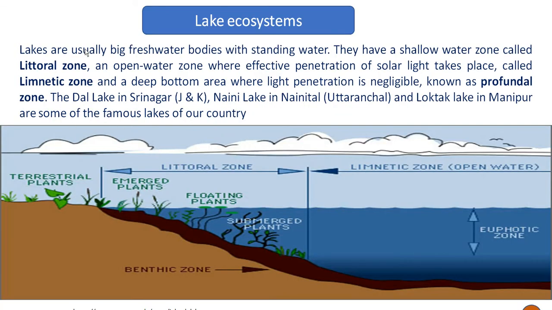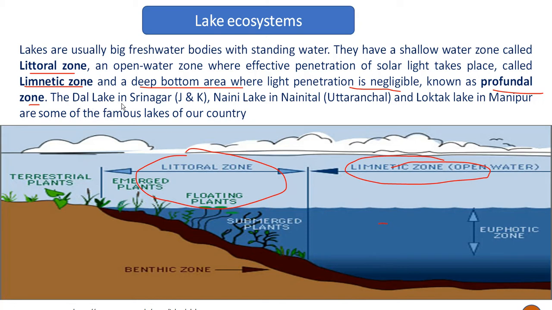Next is the lake ecosystem. Lakes are usually big freshwater bodies with standing water. They have a shallow water zone called the littoral zone, as we see in the diagram also, and an open water zone where effective penetration of solar light takes place, called the limnetic zone. And the last one is a deep bottom area where light penetration is negligible, known as the profundal zone. These are the different zones of the lake ecosystem.